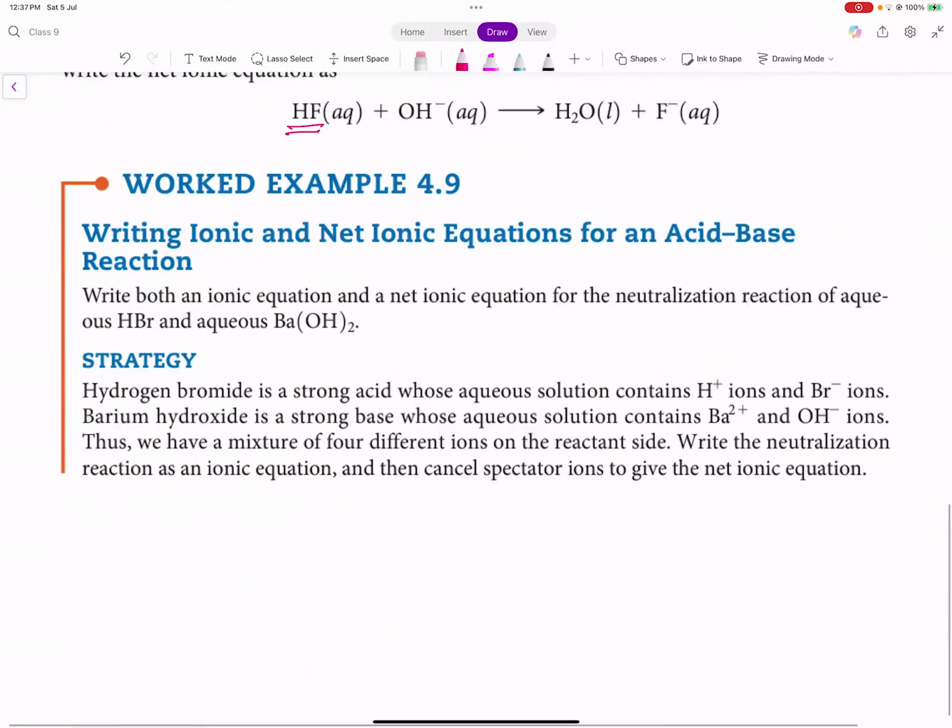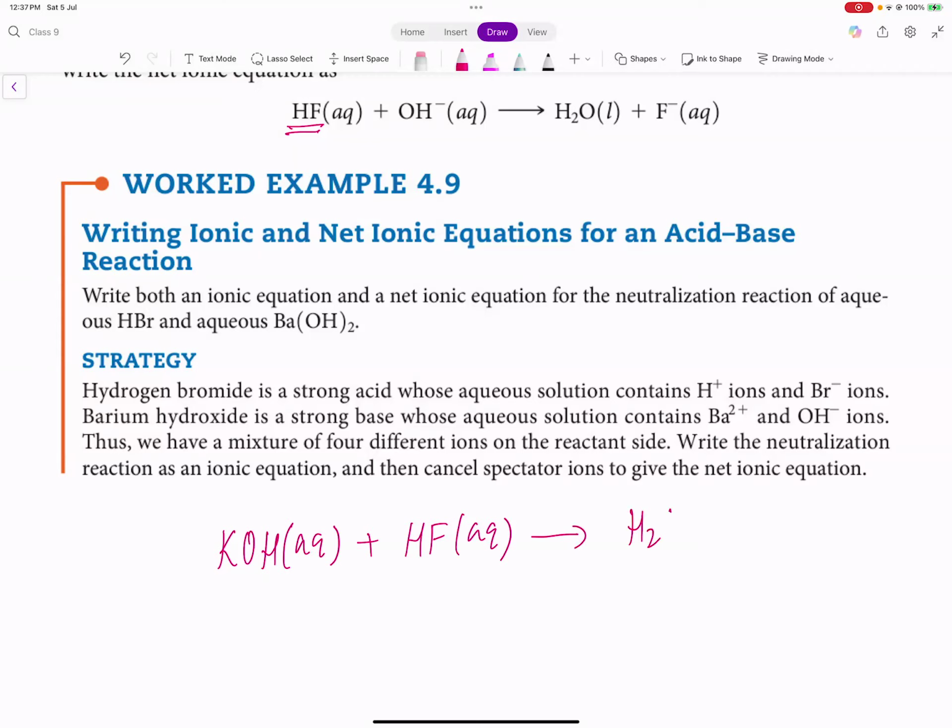So I'll just write it. KOH aqueous plus HF aqueous gives H2O liquid plus KF aqueous. So KOH aqueous I can write as K+ aqueous. OH- I usually write as HO- because the negative is on the oxygen, not on the hydrogen. But you can write OH- aqueous for the meantime. But remember the negative is on the oxygen, right?